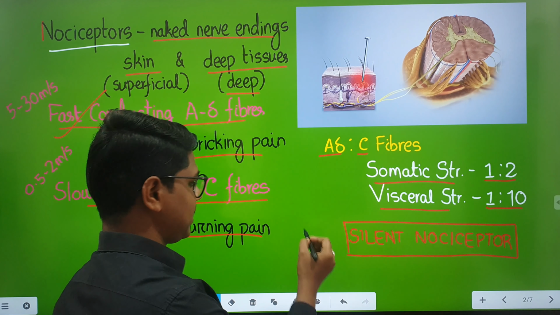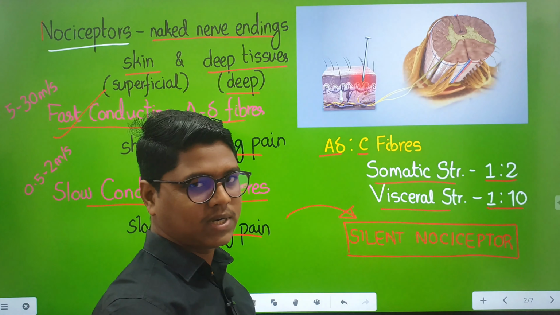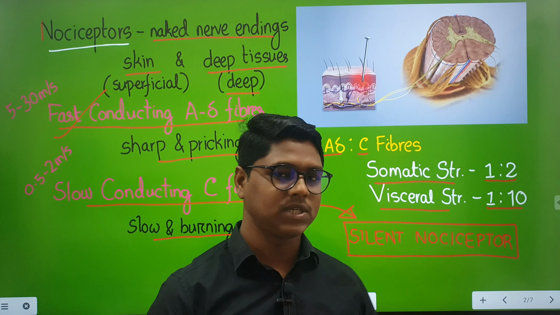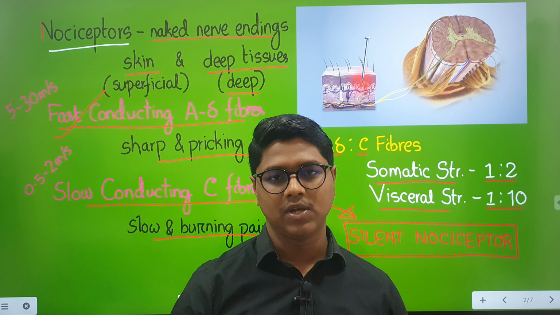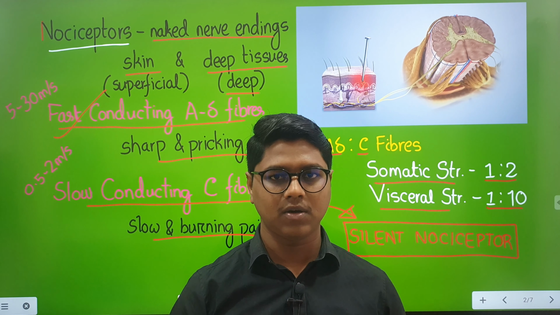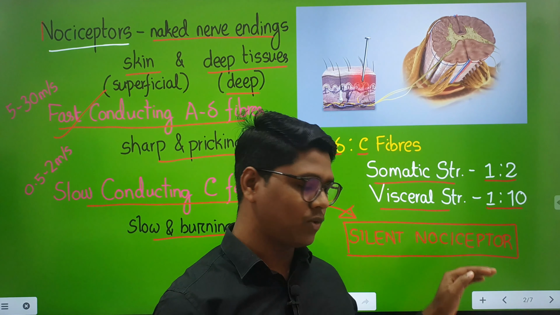Another thing you should know about is the silent nociceptor. What are the silent nociceptors? Usually these silent nociceptors are high threshold, high threshold for pain. But when there is inflammation or inflammatory mediators circulating inside the body, this threshold reduces.